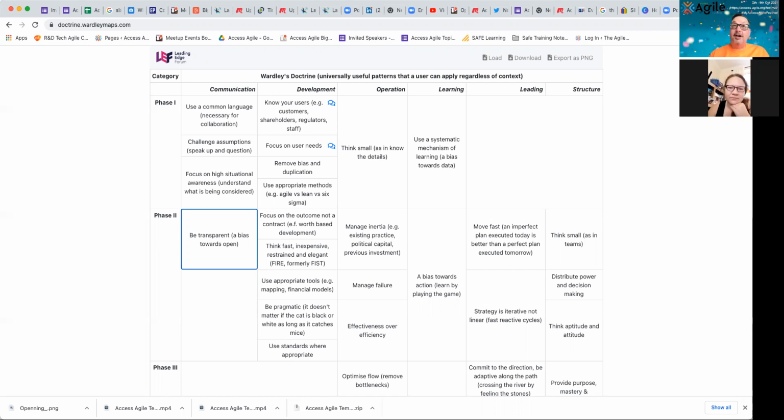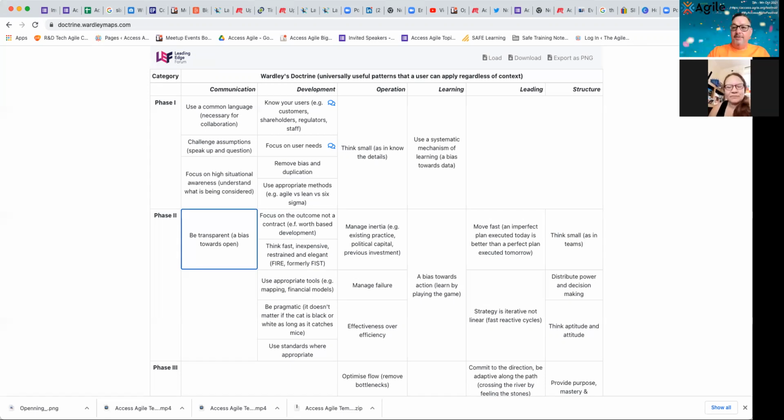Absolutely love Simon's stuff. Been to lots of talks on it. So pleased that Simon was a patron first time round. But what I wanted to do was really explain the Wardley Doctrine, and this is the doctrine at wardleymaps.com, and it's split in quite well. And I think what I'm going to do is translate this to what we do in setting up the Access Agile ecosystem.